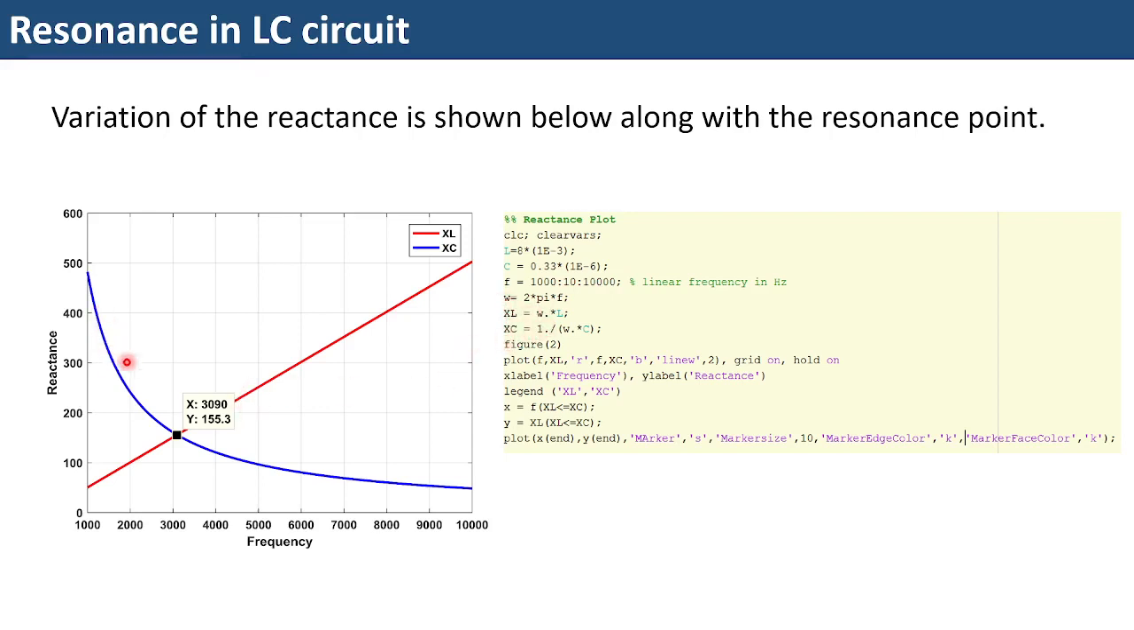So this is the capacitive reactance, which falls off as an inverse function, 1 upon omega C, and this rises as a linear function of omega L. At this point they cut each other, and that is the appropriate value of frequency, 3090 hertz. That is the frequency at which the resonance will occur.